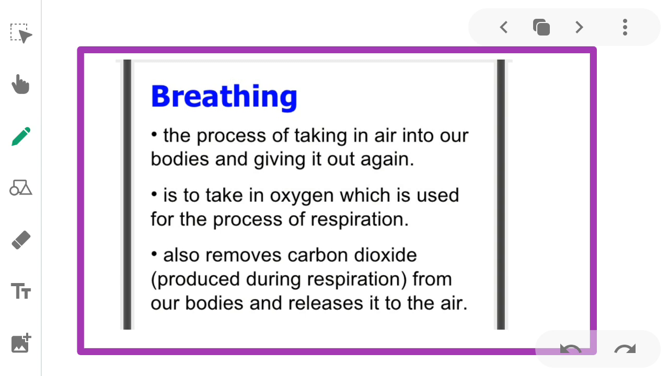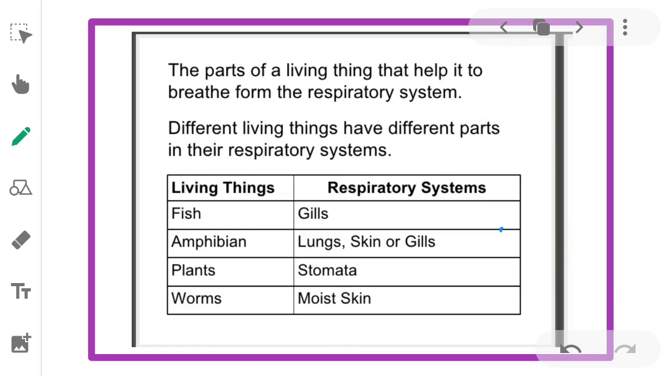Breathing is a process of taking in air into our bodies and giving it out again, that is, to take in oxygen, which is used for the process of respiration, and also remove carbon dioxide from our bodies and then release it to the air. So this is known as breathing. The parts of a living thing that help it to breathe form the respiratory system.